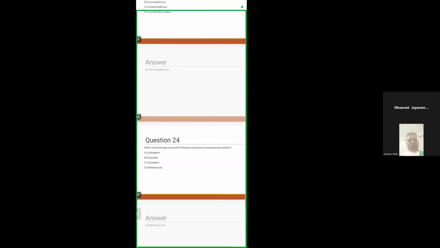So what chemotherapy among the following needs good accompanying hydration? I already told you, methotrexate is the right answer. With methotrexate, we need a particular hydration with alkalinization. We add soda bicarb to the hydration so that the blood pH is always maintained above 7, so that urine pH is maintained above 7, so that the methotrexate does not stay in the body and keeps on getting excreted normally. And we cannot take it lightly at all.